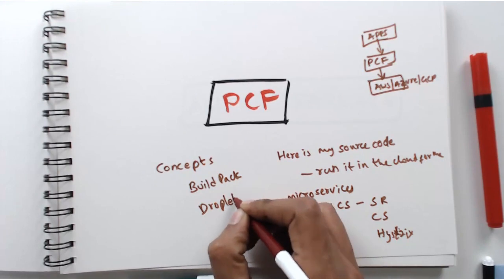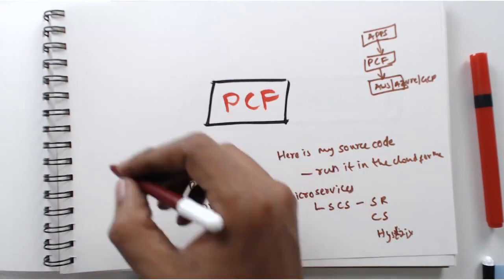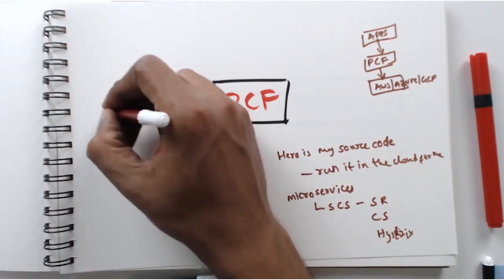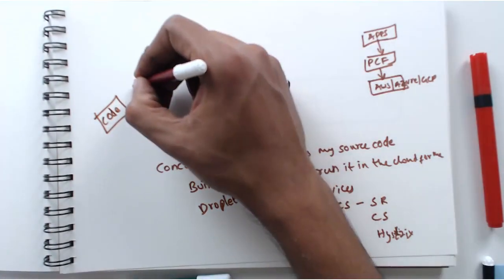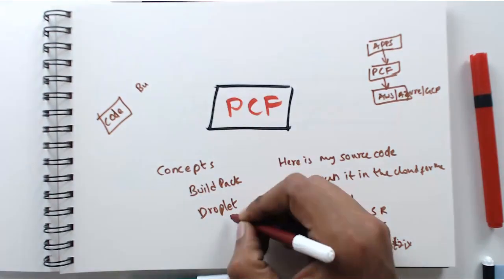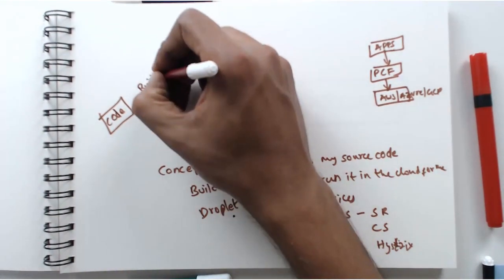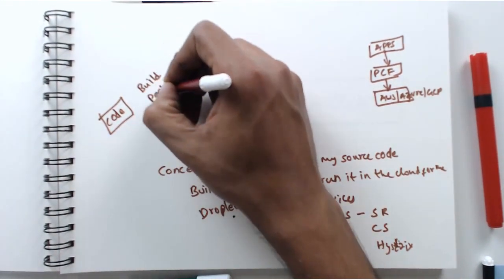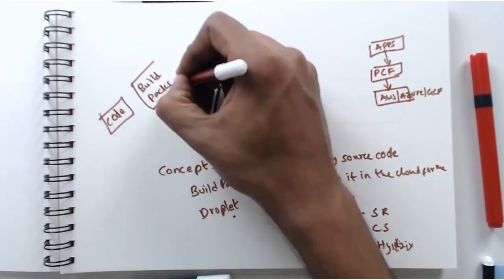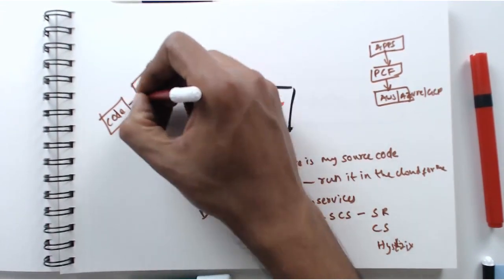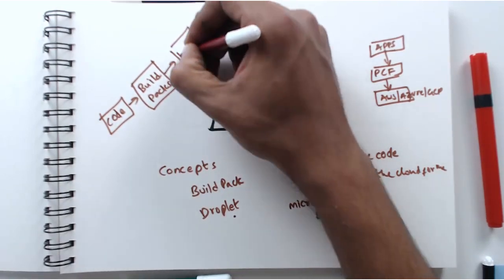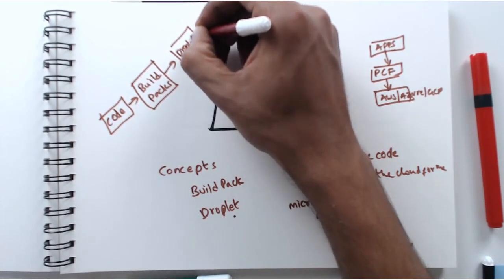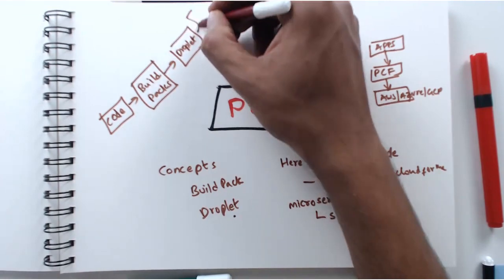So these are a couple of important things that you need to understand. When you have any piece of code, you want to deploy it. And to deploy it, you need to create something called a droplet. There are a number of build packs provided by Cloud Foundry which help you take your code. So you give code to a build pack and the build pack gives you a droplet. And this droplet is ready to be deployed onto any of the PCF environments.